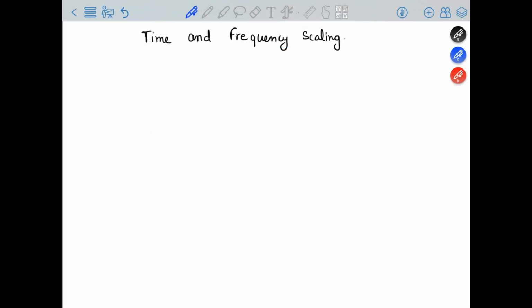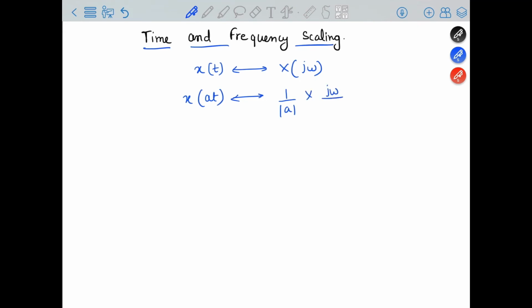Next we will discuss the time and frequency scaling property of the continuous time Fourier transform. What does the property state? Suppose x(t) is a continuous time input signal having a Fourier transform X(j omega). Suppose we scale the input function with a factor a, so we have x(at). The effect of this scaling is given by 1 over mod of a times X(j omega divided by a). So this is the time and frequency scaling property.